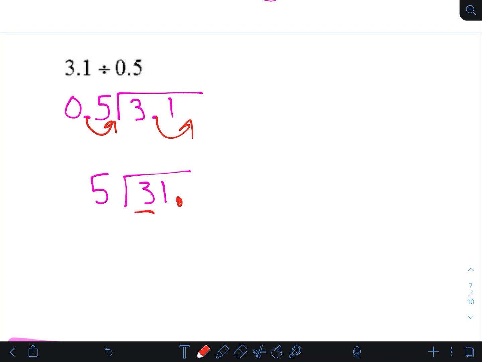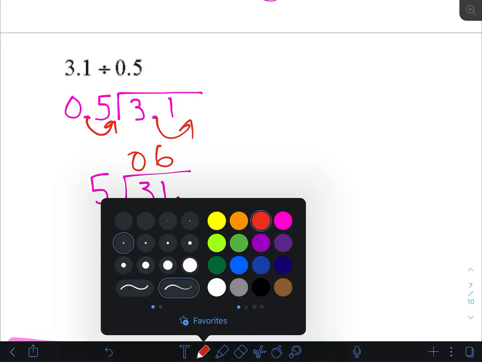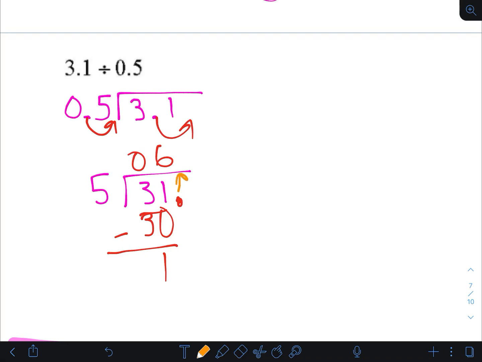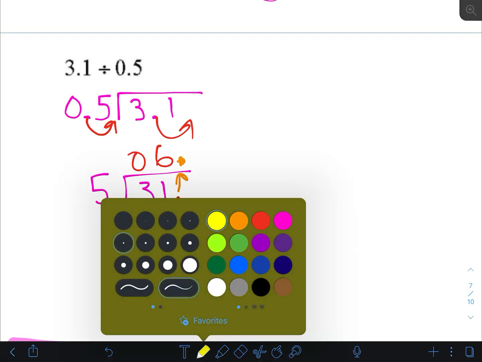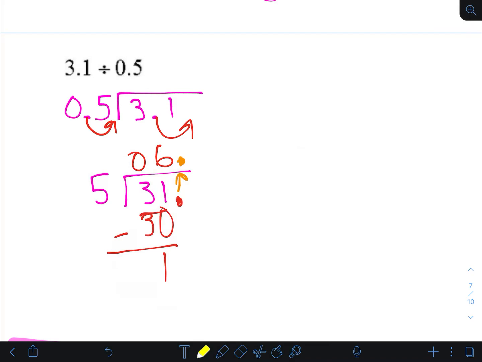5 into 3 does not go evenly, so we put a 0 there. 5 into 31 does go better. 6 times 5 is 30. You subtract, you get 1. Now we have a decimal point, we need to bring it up. This allows us to not have a remainder. Add a 0, bring it down.